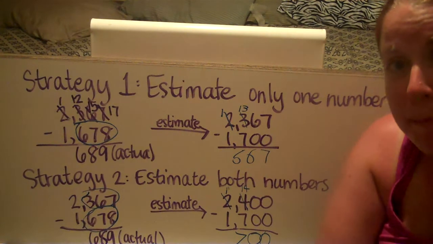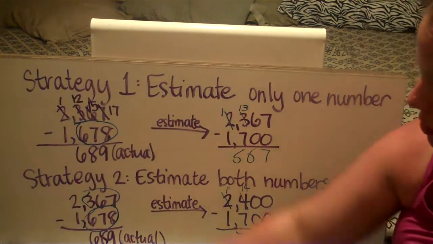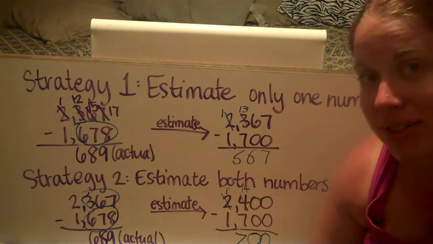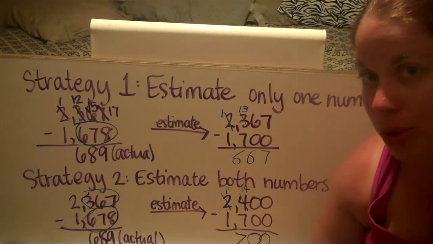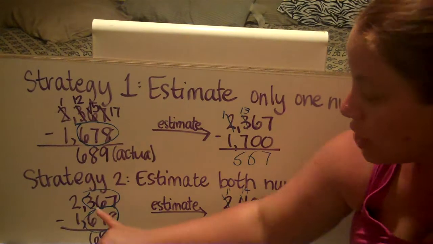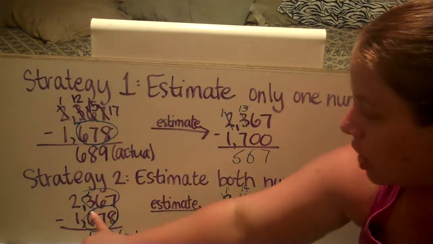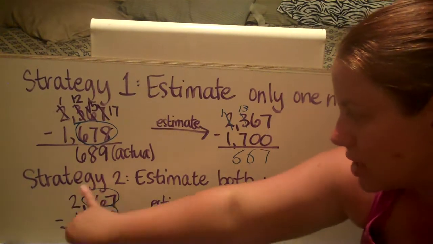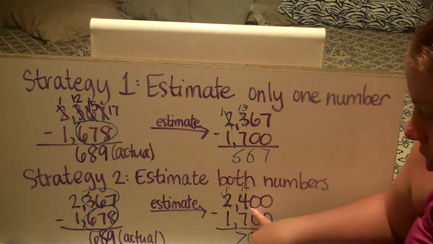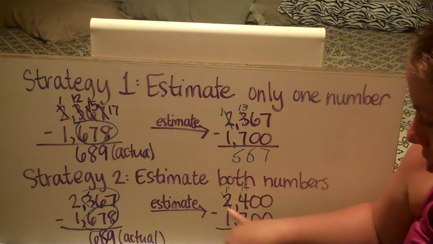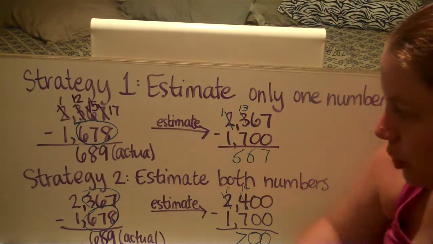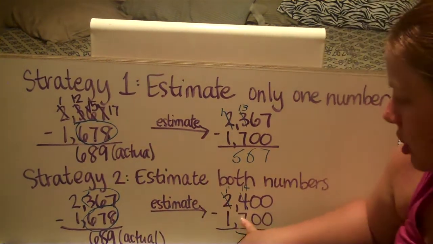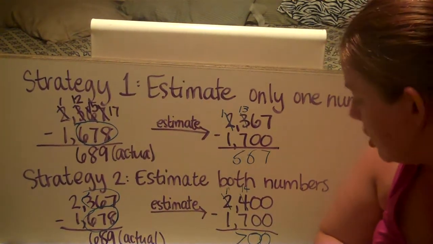So I'm going to estimate both numbers now. So remember, whenever you're estimating two numbers, you have to estimate them to the same place value in order for it to make sense. So I'm going to keep my hundreds again. So 300 is in my first number. 367 is close to 400. So I'm going to make it 2,400. Once again, 678 is close to 700, so I'm going to bring this over and make 1,700.